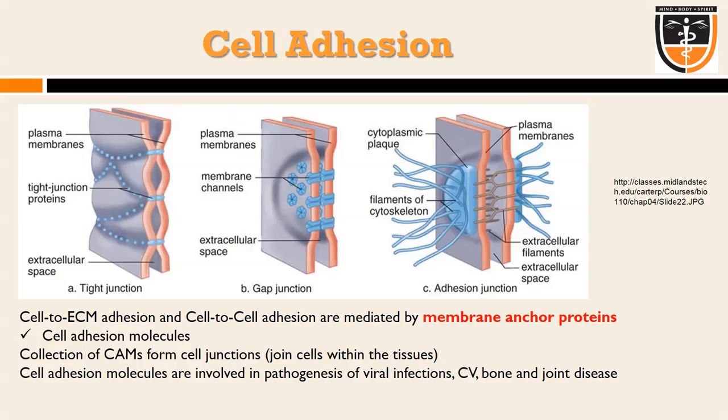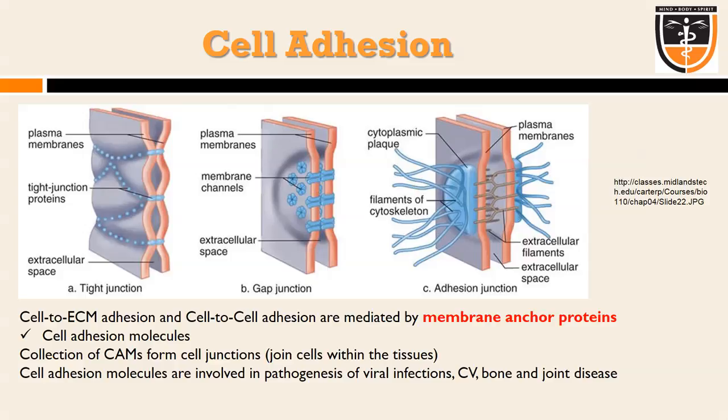So let's talk about the process of cell adhesions. How do cells attach to each other? And how do cells attach to extracellular matrix? We know that cell to extracellular matrix adhesion and cell to cell adhesion are mediated by the presence of specific proteins in the cell membrane known as membrane anchor proteins. These are the proteins that anchor the cells to the extracellular matrix. They span from inside of the cell through the membrane to the outside of the cell where they anchor to extracellular matrix.